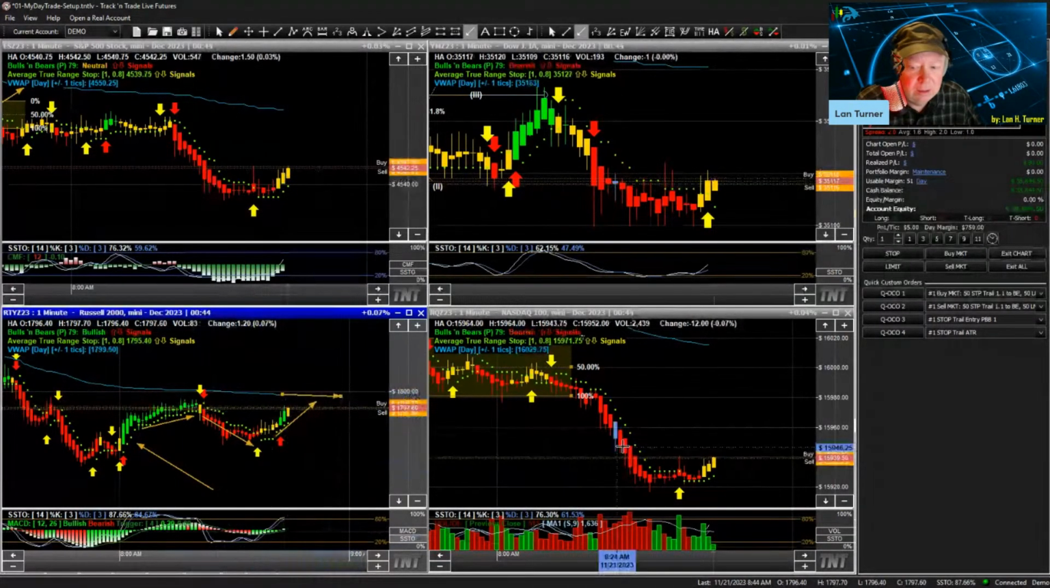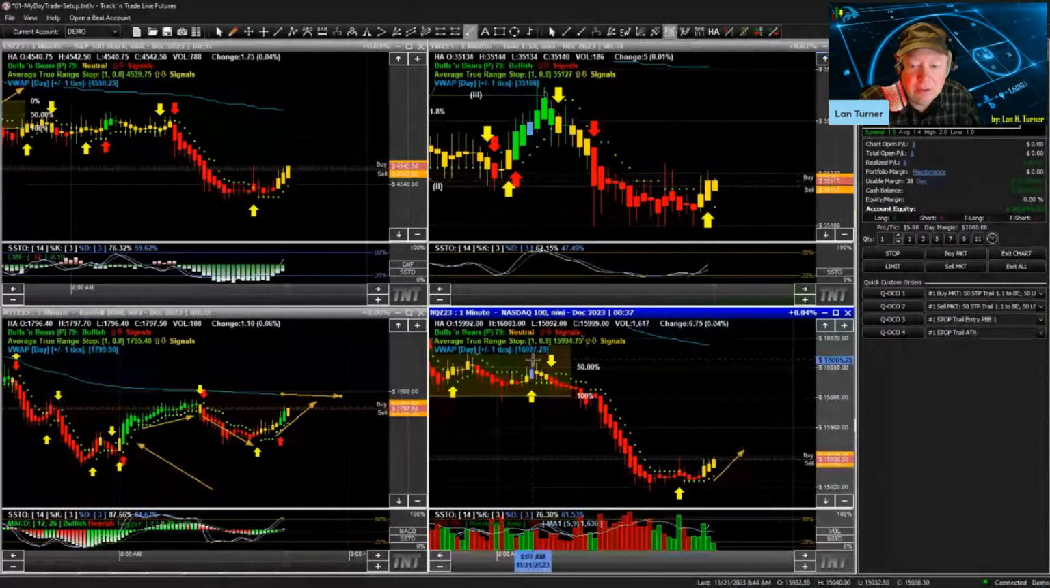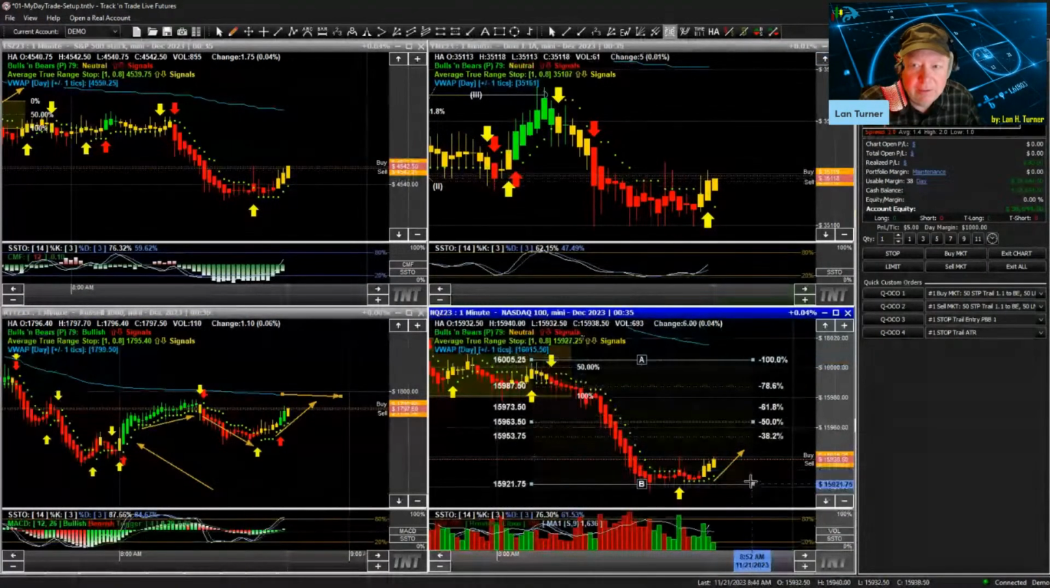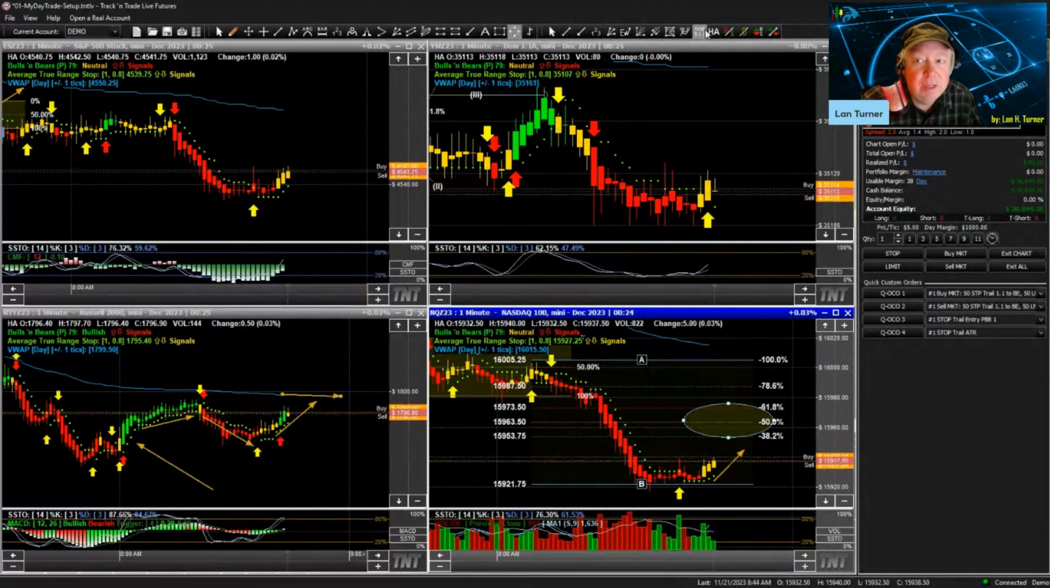All right. Over here on the NASDAQ, we're rallying on the NASDAQ. NASDAQ's starting to look like we want to get a retracement in here. Throw in your Fibonacci ruler. Back to the 50%. Maybe back into this area here somewhere. Same thing up here on the S&P.